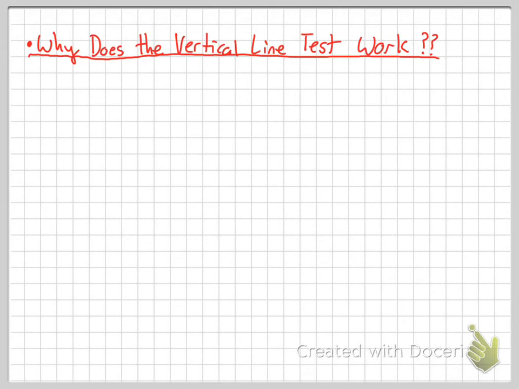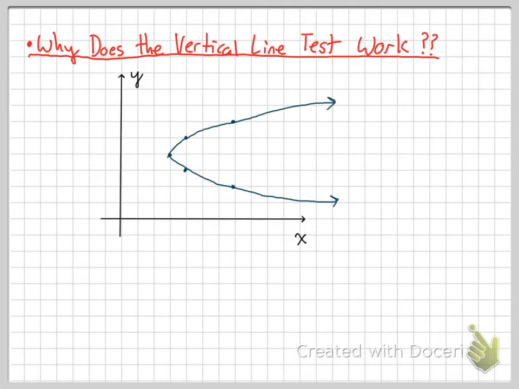The vertical line test works because, here, let's say I have this parabola. It's not going to pass the vertical line test, and let's see why not. I'm going to draw a vertical line in red here, and I see that on my blue relation, it passes through 2 points. Let's call that top point (x, y1) and that bottom coordinate (x, y2).